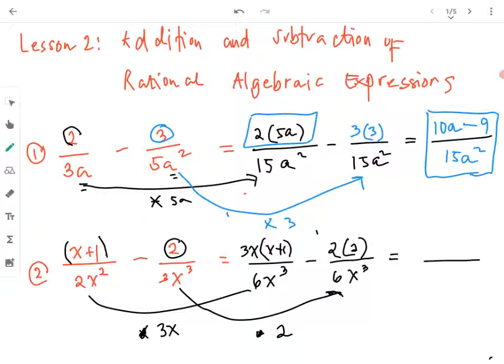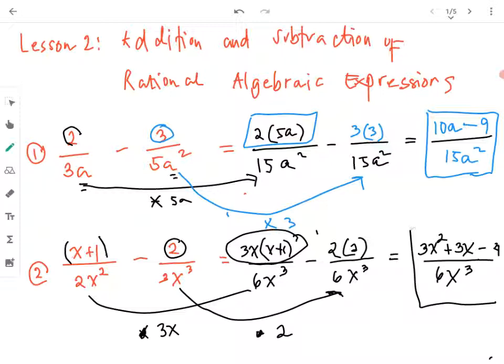So the result is that if we're going to make it as 1, subtract them, 6x cubed, simplify this portion, that gives us 3x squared plus 3x, and 2 times 2 is minus 4. Nothing can be done about it. 3x squared plus 3x minus 4. This is our final answer for this.